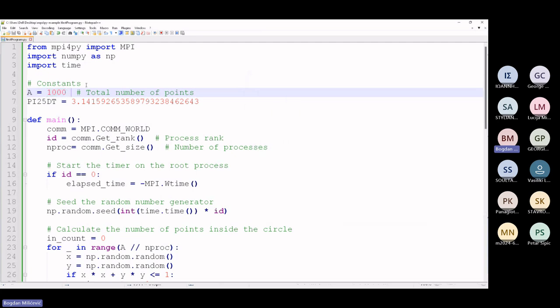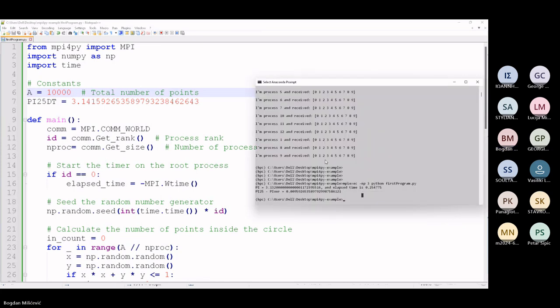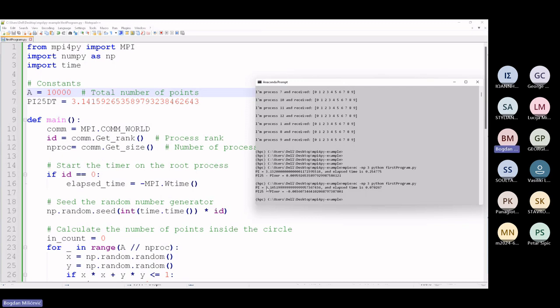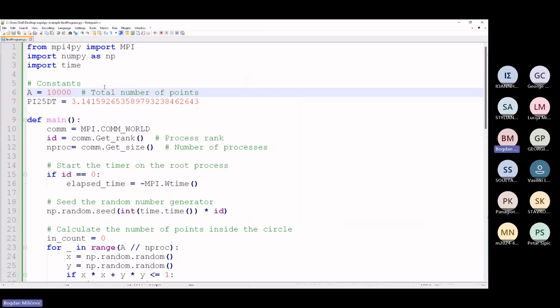But if we increase the number of points, let's say 10,000, then we are getting closer, still not close. If we say 1 million, I think this is 1 million, right? Yeah.